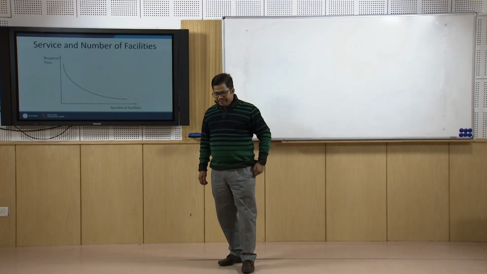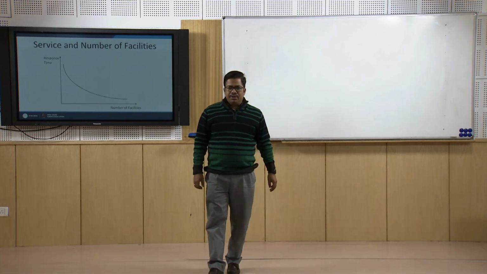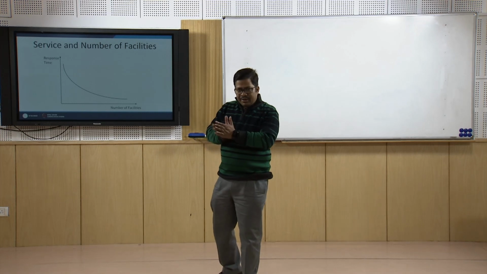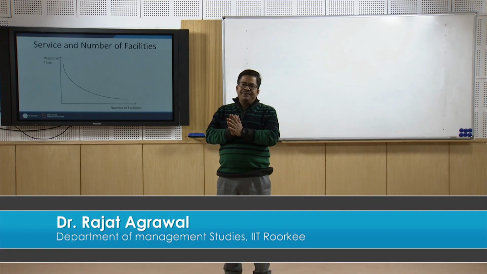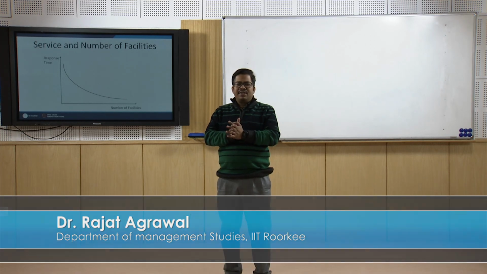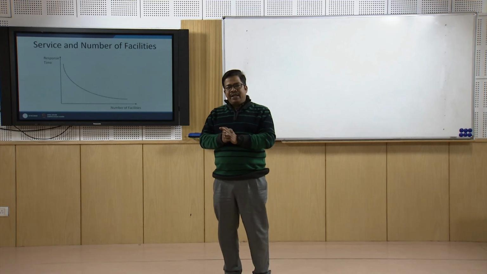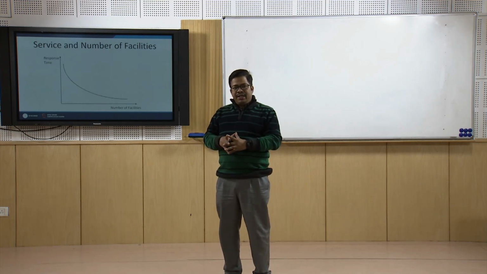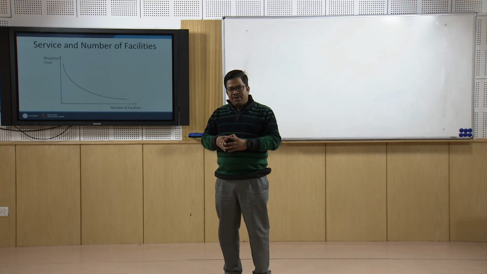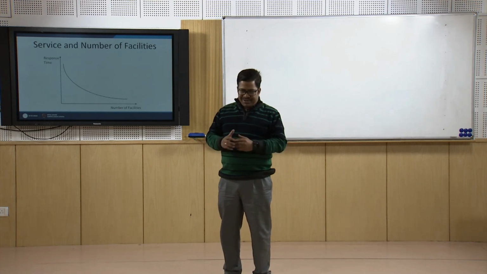So, welcome back. In our last session, we were discussing network decisions. We discussed four important types of decisions which we take. We take decisions with respect to the role of the facilities, the location of the facilities, their sizes, and then with respect to market and supply allocations.